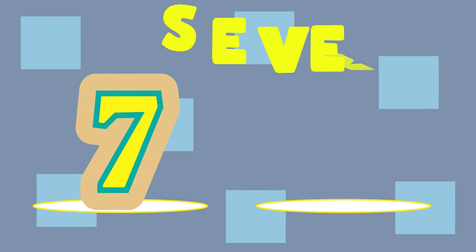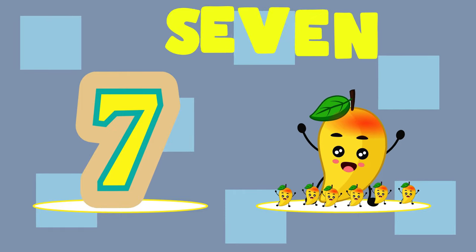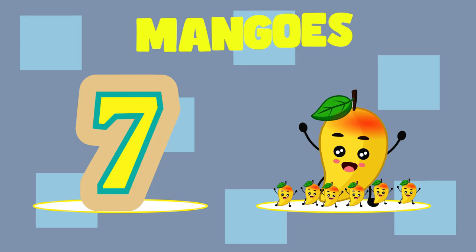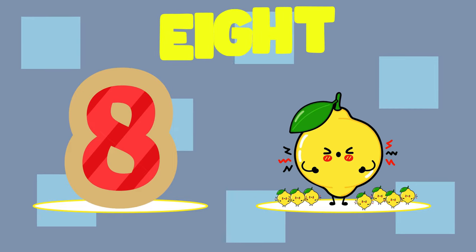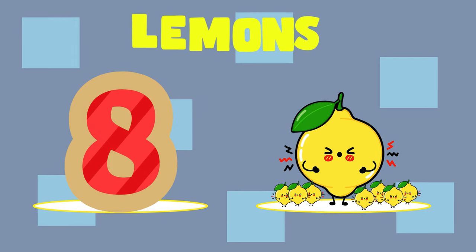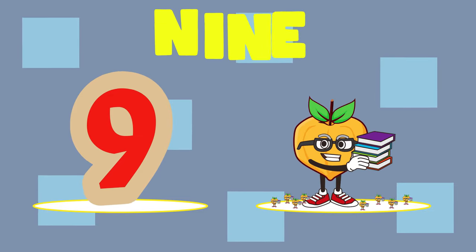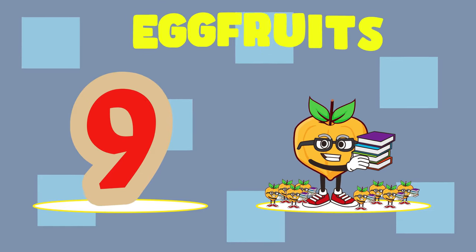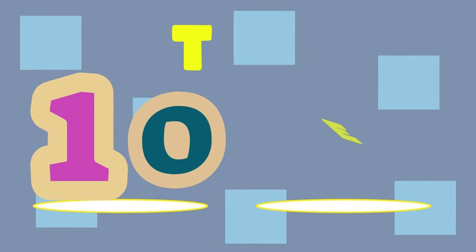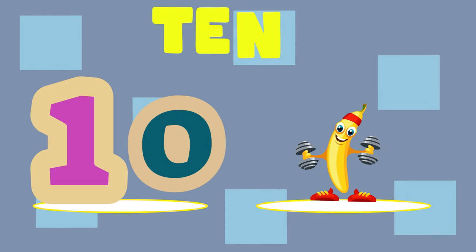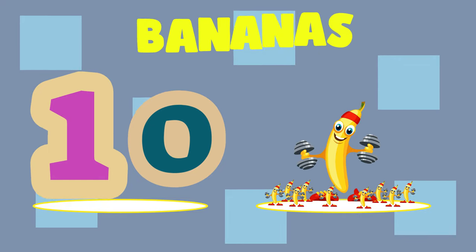Seven. S-E-V-E-N. Seven mangoes. Mangoes. Lemons. Lemons. Nine. N-I-N-E. Nine eggs. Ten. Bananas. Bananas.